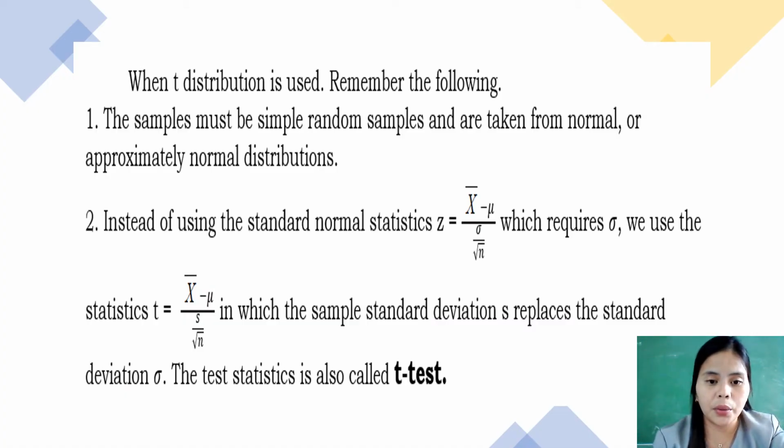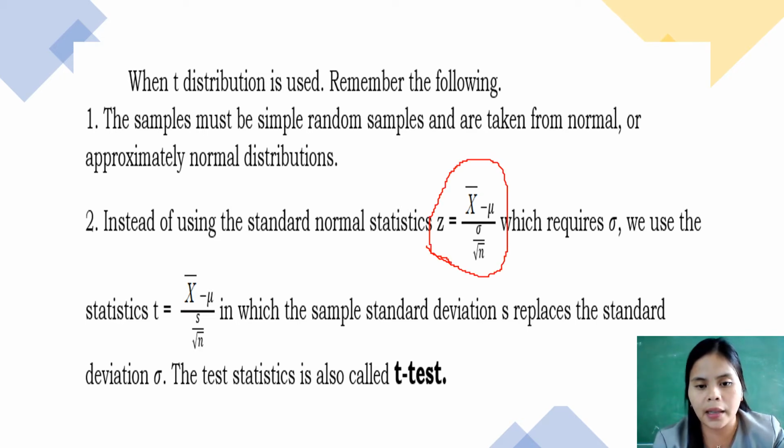When the t-distribution is used, remember the following. First, the samples must be simple random samples and are taken from normal or approximately normal distributions. Second, instead of using the normal statistics formula, which requires the population standard deviation, we use the statistic t with this formula, in which the sample standard deviation S replaces the population standard deviation. This test statistic is also called the t-test.